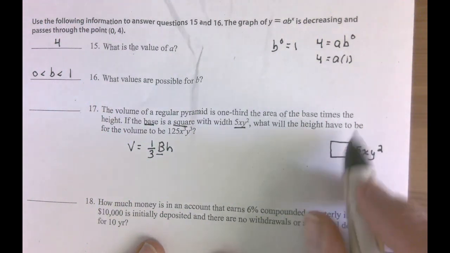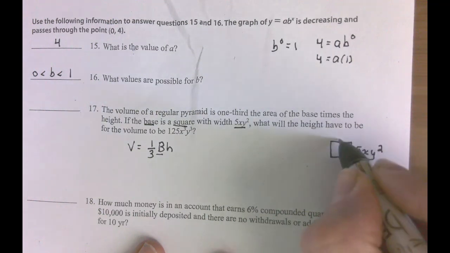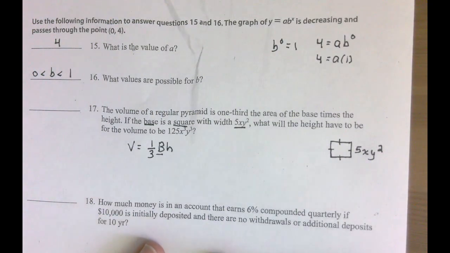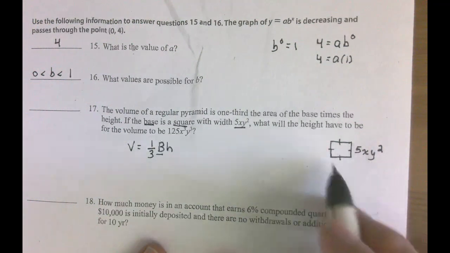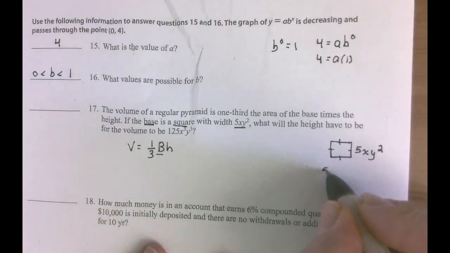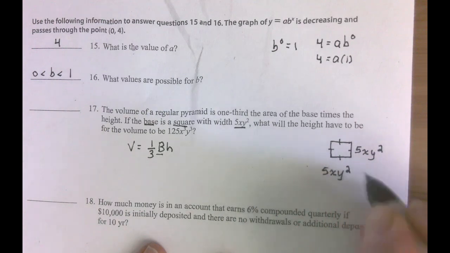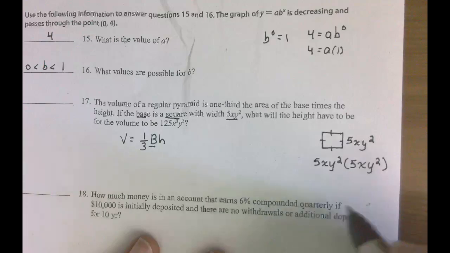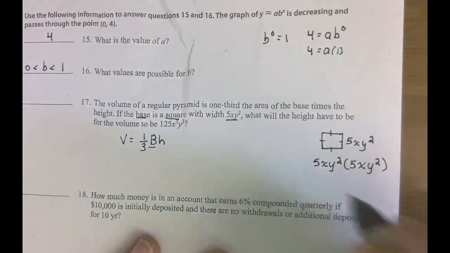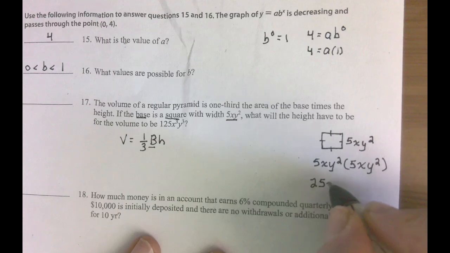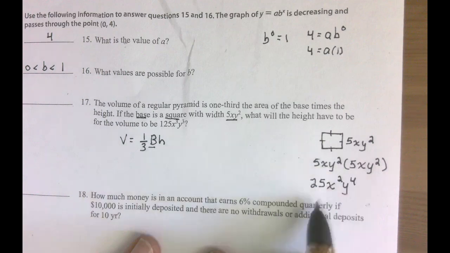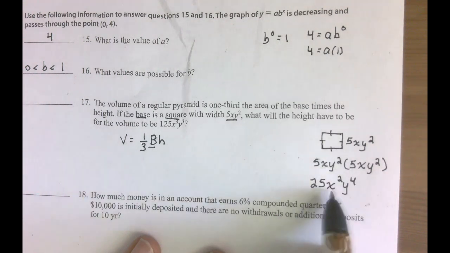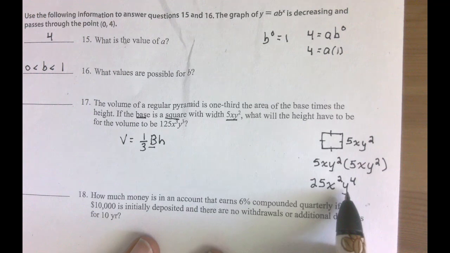And it's a square, so all these sides have the same length. If we want to find the area of this square, we just do 5xy squared times 5xy squared. And if we do that, what we end up with is 25x squared y to the 4th, right? 5 times 5 is 25. x times x is x squared. y squared times y squared is y to the 4th.